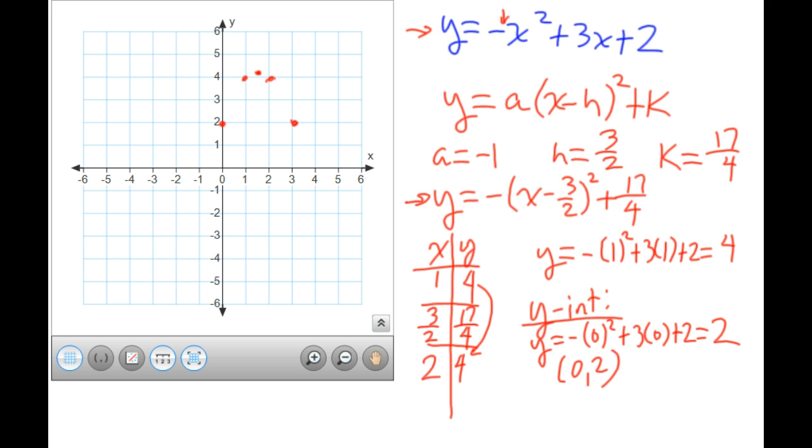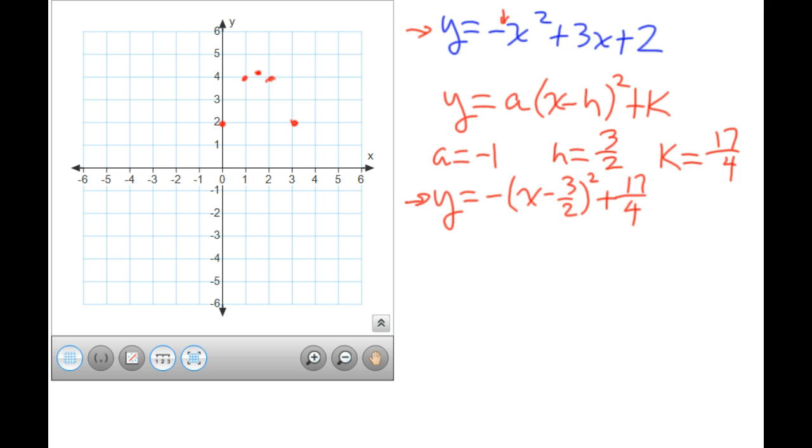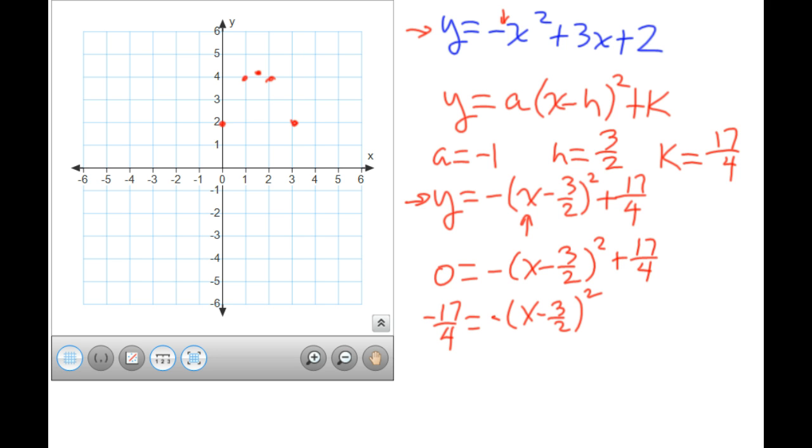Let's find the x-intercepts. To find the x-intercepts from this equation, I'm actually going to use the vertex form. Since there's only a single x in this problem, I can just plug 0 in for y and solve for x using the opposite of the order of operations. I would subtract the 17/4 across, divide by the -1, give me positive 17/4.